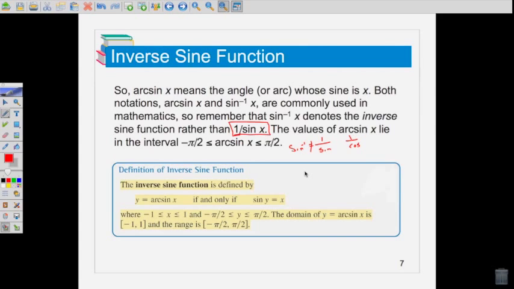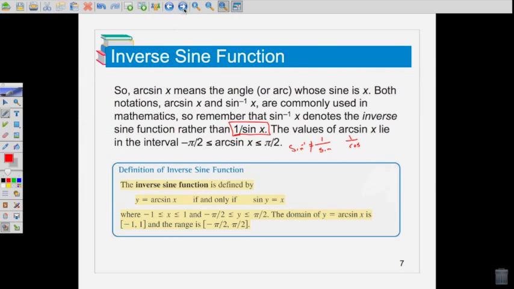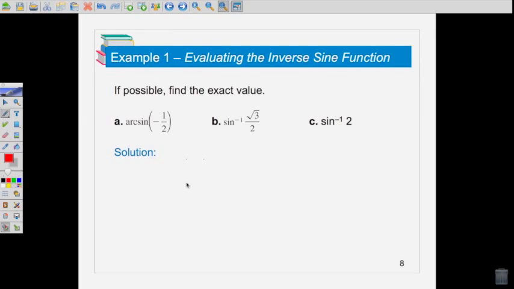And then at the very bottom here, we have a definition of what an inverse sine is, which basically means that the arcsine of x is the angle or the arc whose sine is x. I'm going to continuously repeat that as we go through examples to hopefully engrave it. So let's look at some examples and see how this works.